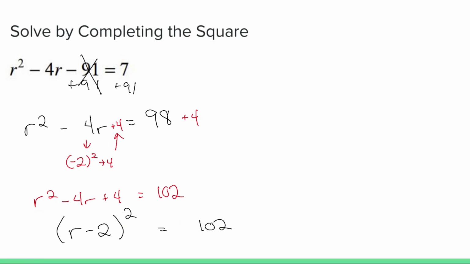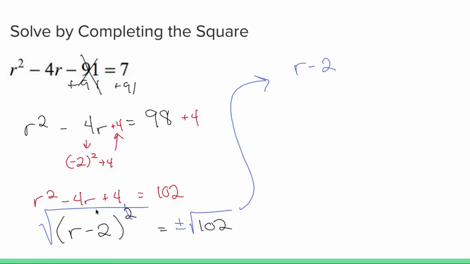In order to solve for r, what we do is we square root both sides to get rid of the square term. Remember, when you solve and square root at the same time, you attach a positive or negative. So what we have up here now is r minus 2, because when you square the square root or square root the square, they cancel each other out. So r minus 2 is alone, equals positive or negative the square root of 102.